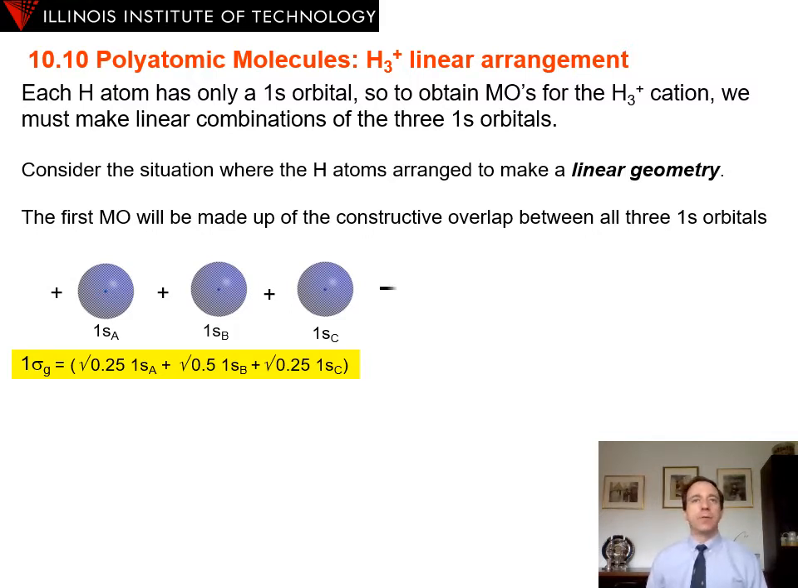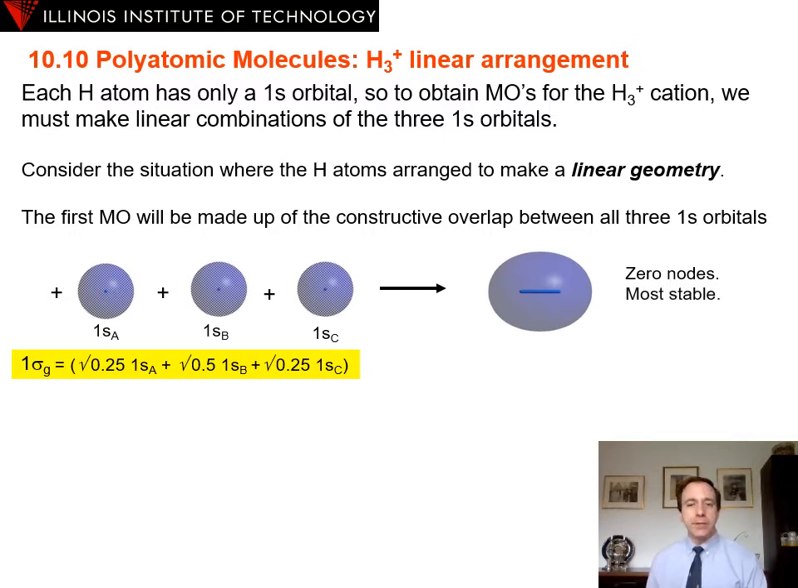Okay, so what does that overlap look like? It's going to just look like that. The blue line shown on the screen shows you the bond axis between the nuclei. Essentially, that blue line is a straight line drawn from the center of atom A to the center of atom C, and it goes right through the center of atom B on the way, because this is a linear geometry. So this overlap, as it's a completely bonding orbital, has no nodes.